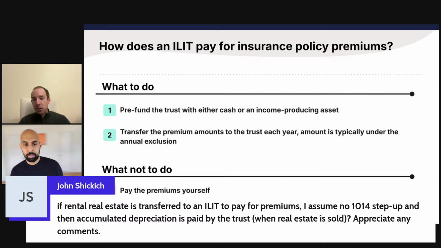The other thing is I just use real estate as an example. I have seen people use real estate in ILITs. It's not super common. There's other income producing assets though. You could have some kind of private credit or something that's throwing off income, or some other type of investment that's throwing off consistent income.